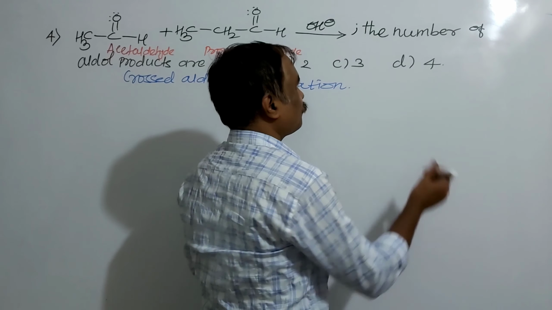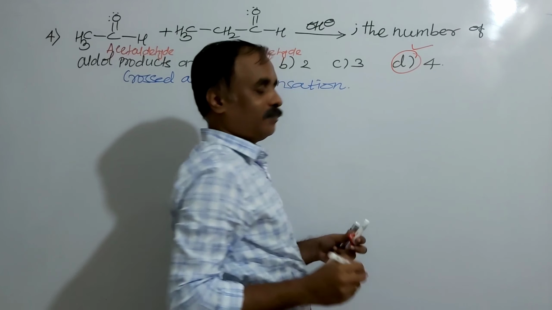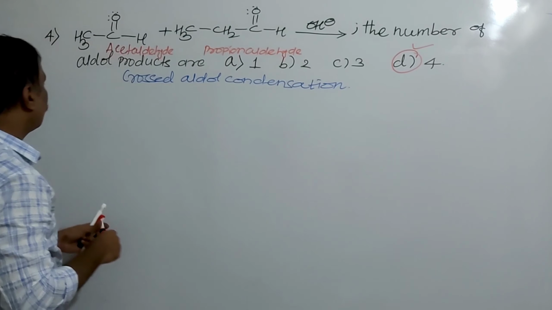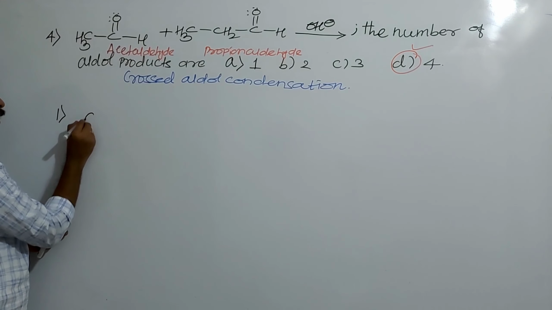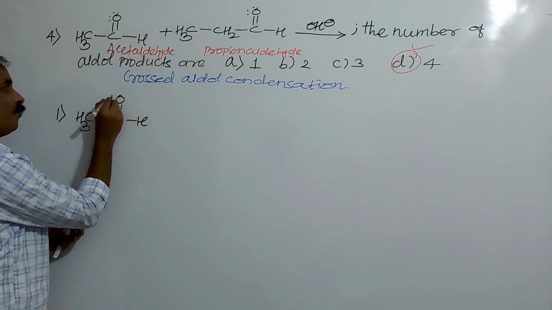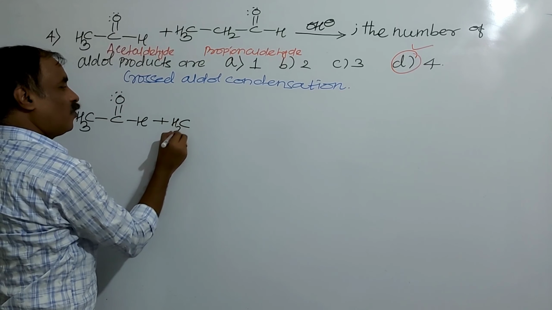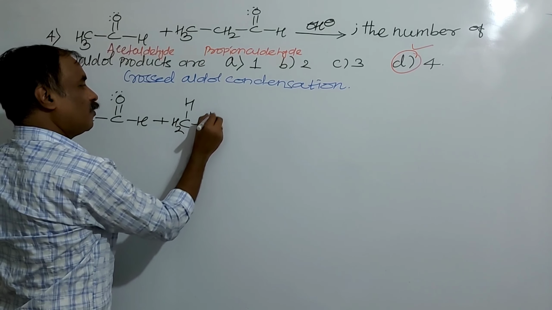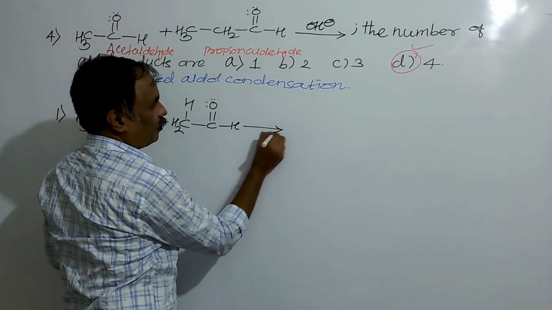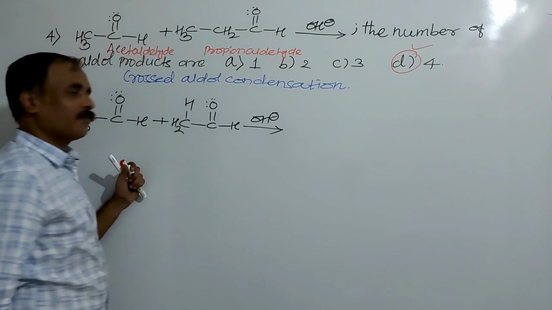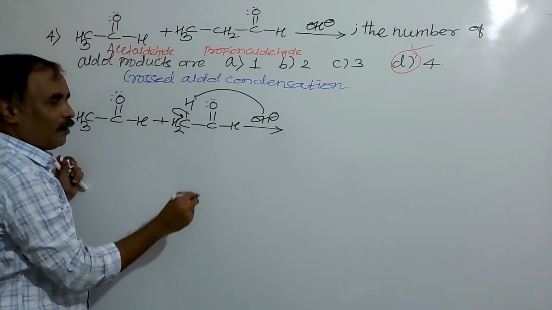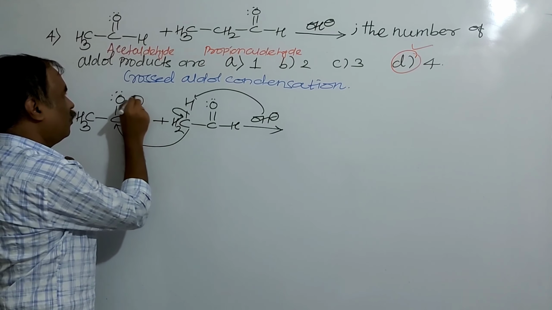I will say the answer is 4. How? I will take two molecules of acetaldehyde. Here it is the first. Two molecules of acetaldehyde, with alpha hydrogens; I will show one hydrogen separately for simplicity. Reaction with base OH minus: abstraction of alpha hydrogen, formation of carbanion, resonance stabilization, then attack of carbanion here like this.